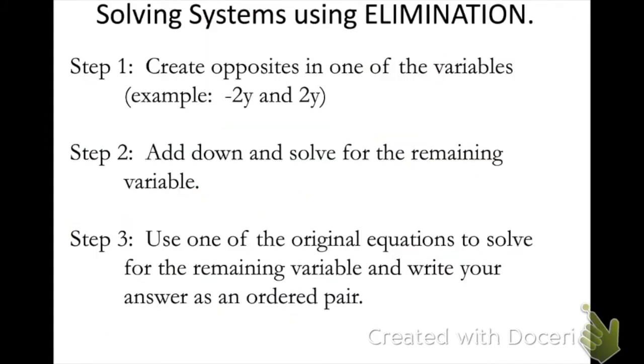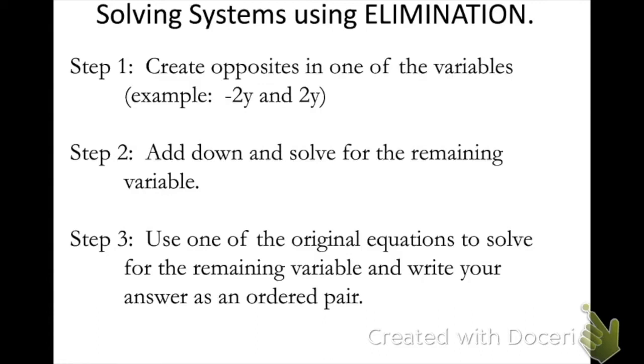Our next method for solving is elimination. This is personally my favorite way to solve systems. Step 1 here is we're going to create opposites. So we want to create some things that add up to 0. My example here is negative 2y and positive 2y.